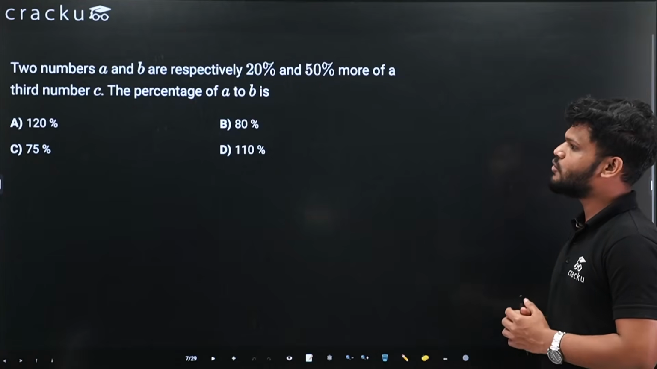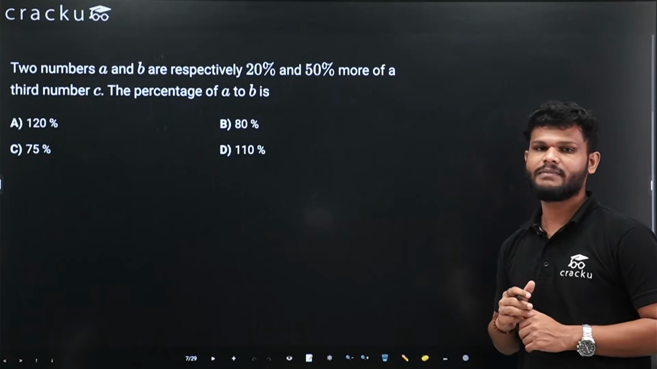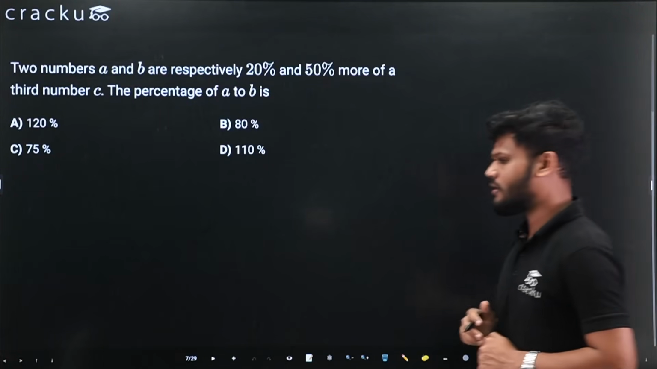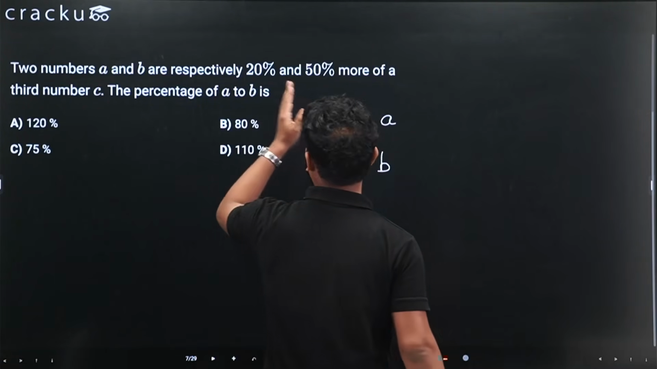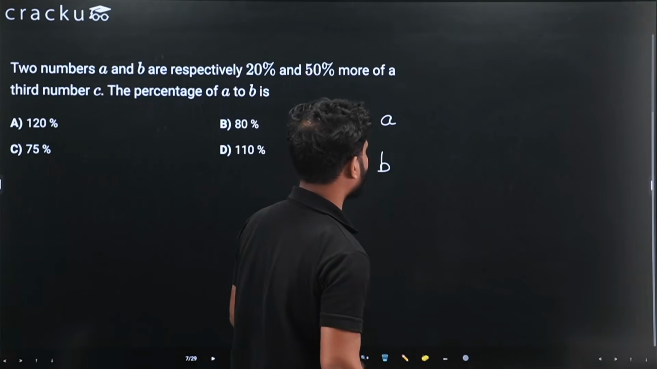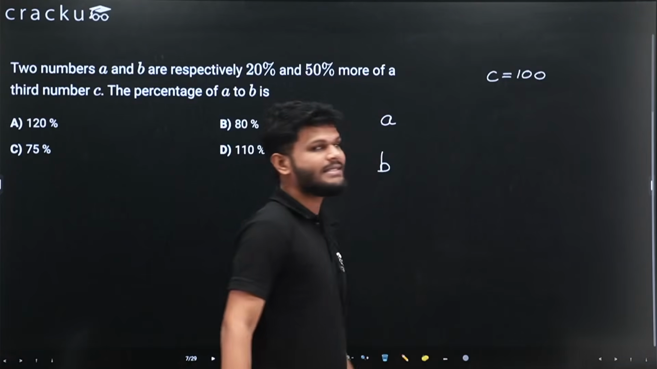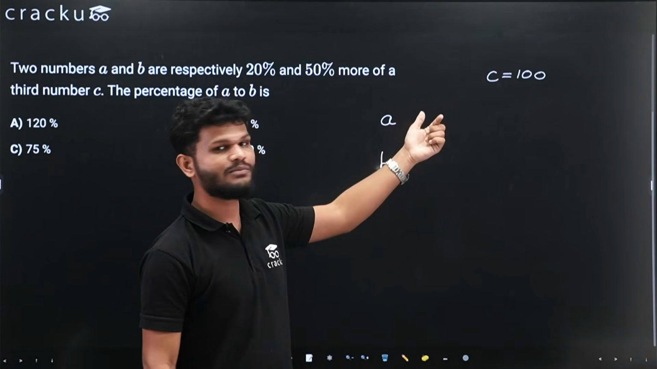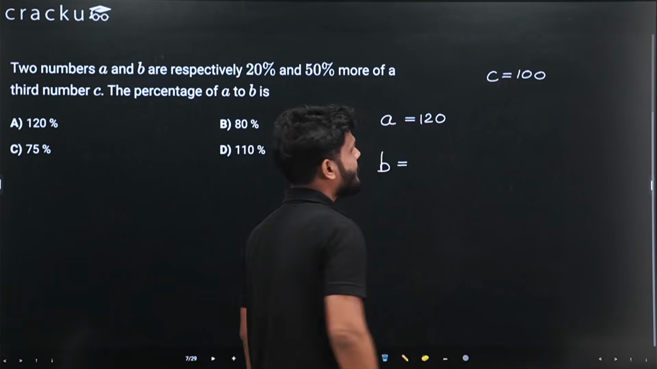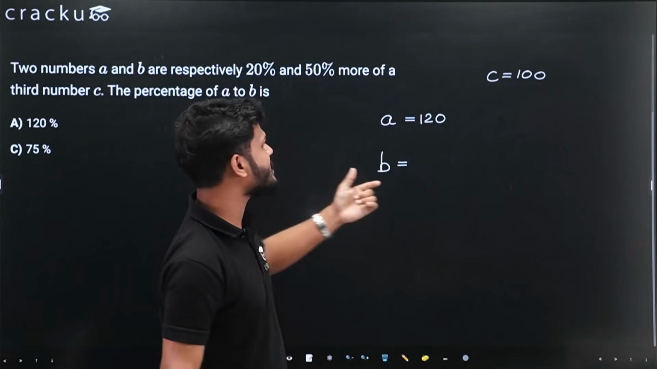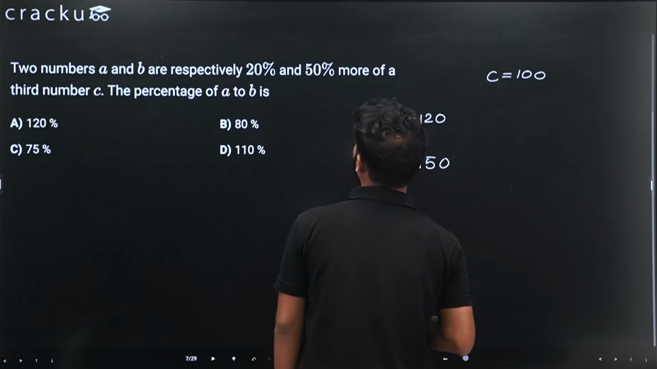In this question, we are asked two numbers A and B are respectively 20% and 50% more than a third number C. The percentage of A to B is what? So there are two numbers, A and B. They are 20% and 50% more than the third number. We don't have a given value of C. Let us assume it is 100. A is 20% more than C, so 20% more than 100 means A will be 120. B is 50% more than C. C is 100, so B will be 150.